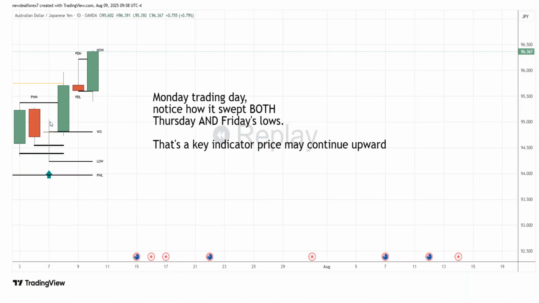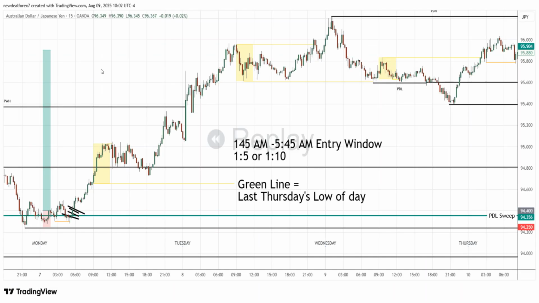So this is Monday. It's just a doji. It's hard to see because the price really didn't move all that much, but it still stopped out anyone who went long on Thursday and then boom, expanded to the upside. So let's take a look and see where our trade was for this Monday. So this green line right here, that's last Thursday's low of day. Okay. So price really just chopped around. It didn't do much on Monday, but then it closed up here.